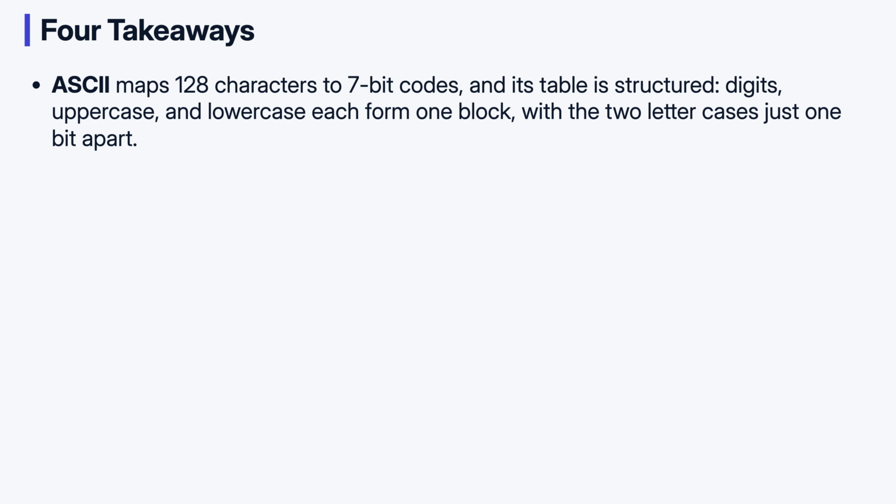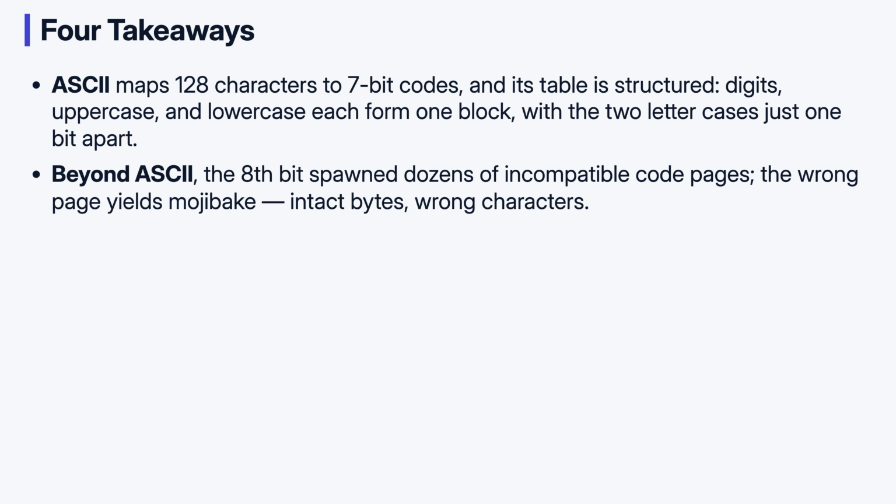Let us gather what this chapter gave you. 4 takeaways. First, ASCII maps 128 characters to 7-bit codes, and its table is deliberately structured. The digits form one block, the uppercase letters another, the lowercase letters another, and for those letters the 2 cases sit just 1 bit apart. Second, once programs use the 8th bit, the world split into dozens of incompatible code pages, and decoding with the wrong page gives Mojibake. The bytes are fine, but the characters are wrong.